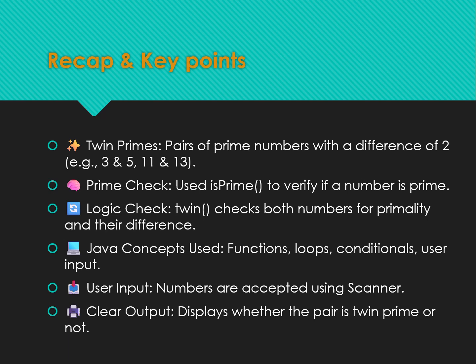Let's quickly recap what we learned. First, we understood the concept of twin primes. They are pairs of prime numbers that differ by exactly 2. We used a helper function, isPrime, to check if a number is prime. The main logic was handled by the twin function, which returned 1 if both numbers were prime and their difference was 2. We also used basic Java concepts such as user input with scanner, conditional statements, and function calls. Finally, the program gives a clear output indicating whether the input pair is a twin prime or not. This type of problem strengthens both your logical reasoning and your Java coding skills.